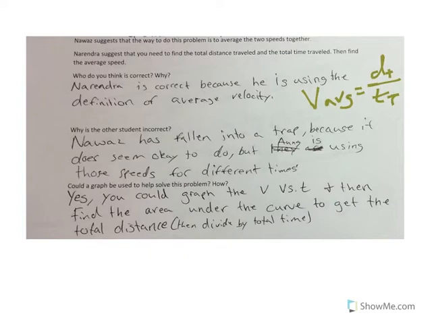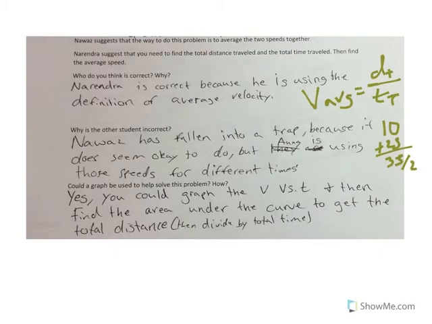Nawaz has fallen into a trap because it does seem okay to do what he said, to take your values for your speed, so 10 plus 25, and then divide by 2. It seems like that would be okay. The problem is that Ong is using those speeds for different amounts of time and different distances, so it's not consistent. So that's the reason you always really need to be careful about that, and you need to do the total distance and the total time. Okay? So that's the reason Nawaz is wrong. More importantly, Narendra is right just because that's the definition of how to find average speed.